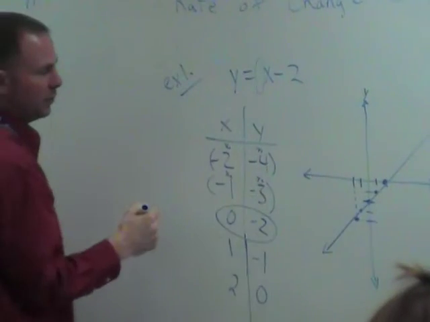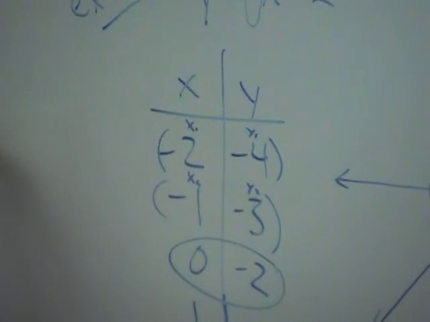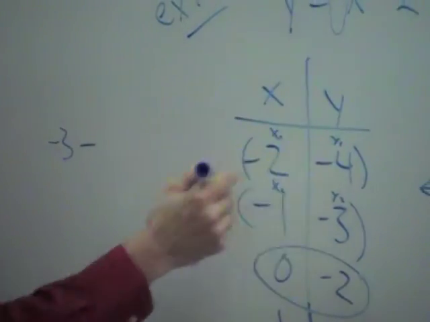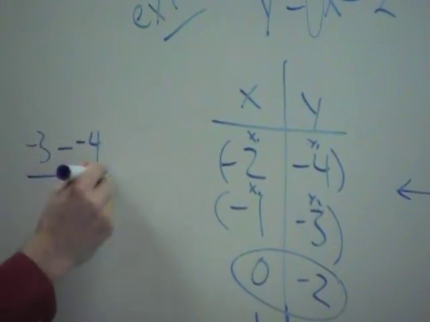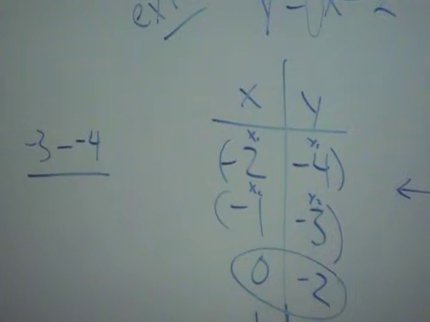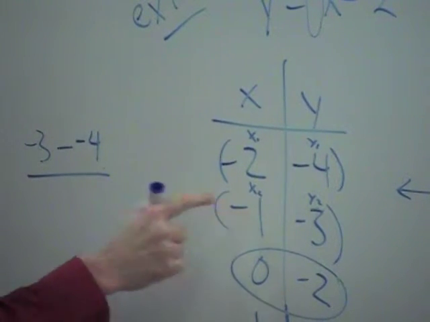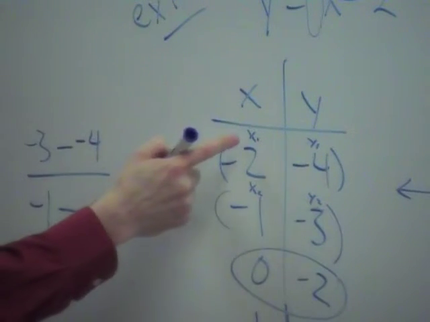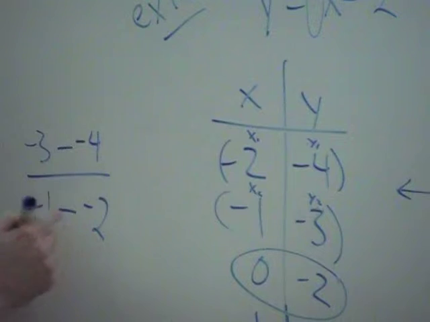And let's use this formula. So y sub 2 is -3. The formula says we subtract y sub 1, which is -4. That's the top part of my ratio. The bottom part is x sub 2, so that's -1. We're supposed to subtract x sub 1, which is -2. And what's minus a negative? Positive. Plus a positive. Okay? So what do we have? -3 plus 4. 7. Nope.